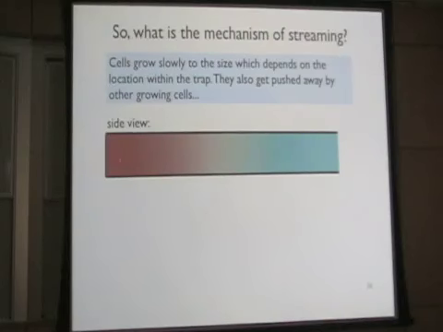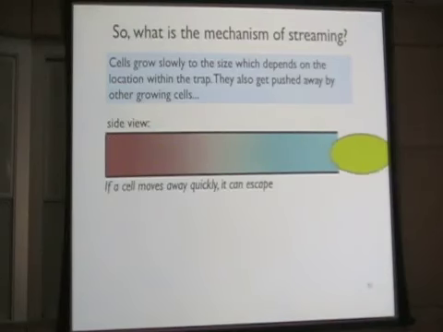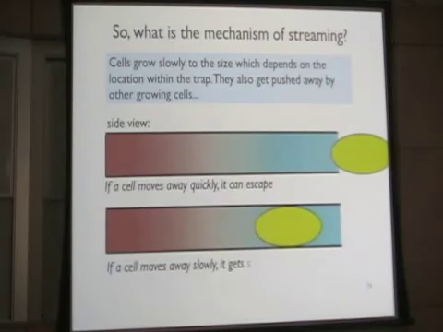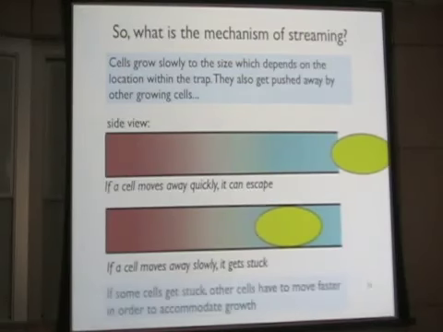So if a new small cell appears here, it will be gradually pushed away. And so what happens is that if it moves quickly, it will grow, but it will go away before it grows so large, so it will not get stuck. But if it moves slowly, like in this example, it will actually grow to such a big size that it will get stuck in some place.